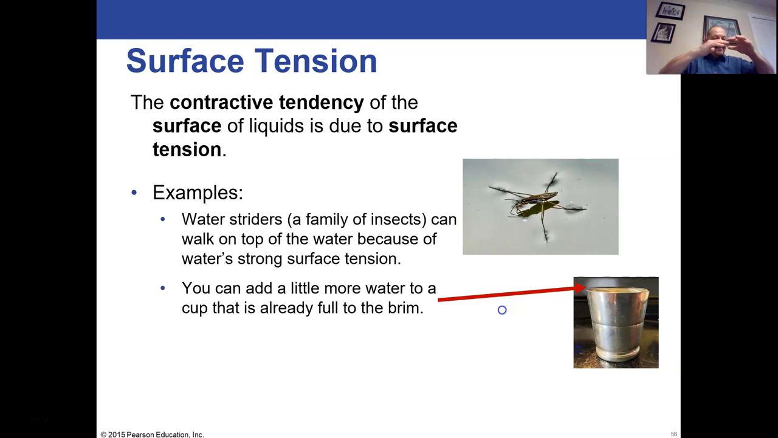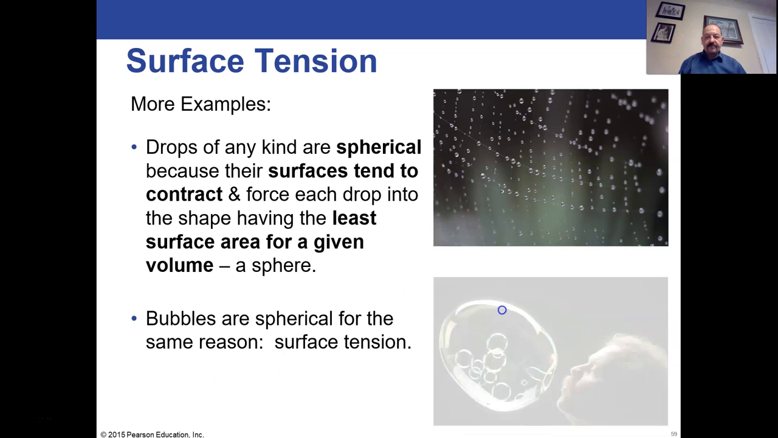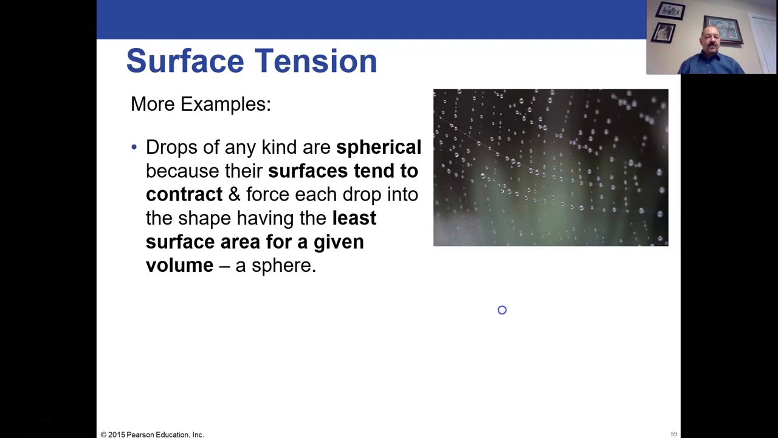It's contracting and pulling it in, trying to minimize the surface and making it almost like a tight skin on the top. You see examples of surface tension when you dip a paintbrush into water or even paint. You dip it in, the brushes may be separate, and when you pull them out, they're pulled together by the cohesive forces of the water pulling against each other. So surface tension has other manifestations in nature that you'll see.